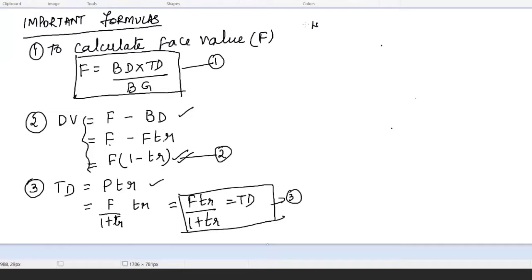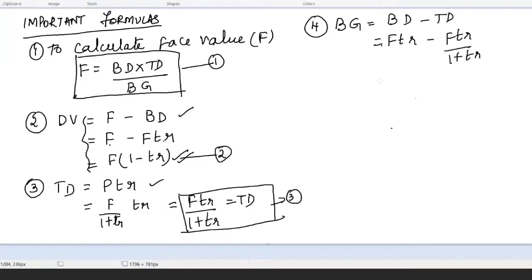Next, fourth formula, BG, that is banker's gain, is equal to BD minus TD, banker's discount minus true discount. So banker is charging, so what is this formula? FTR minus PTR. Okay, P is nothing but what? The formula found just now, FTR by 1 plus TR. Now, suppose I take LCM. See, all the time you can't be remembering all this. Just the formula, final step you remember. But how do you get that? I'm going to tell you.